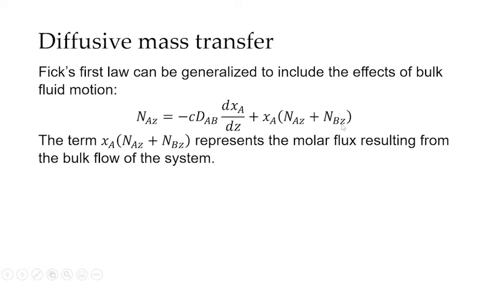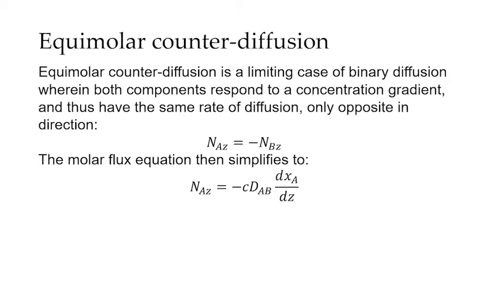This equation is applicable for a binary system, meaning we have two substances in our system. The term x_A (N_Az plus N_Bz) represents the molar flux resulting from the bulk flow of the system. Okay? In some cases, we can neglect this term. In some cases, we need to simplify this into a more manageable equation. Because if you notice, N_Az appears on both sides of the equation, thus it is not explicit. We will be discussing some of the limiting conditions in diffusive mass transfer in order for us to simplify this equation. The first limiting condition is called equimolar counter diffusion, or ECD.